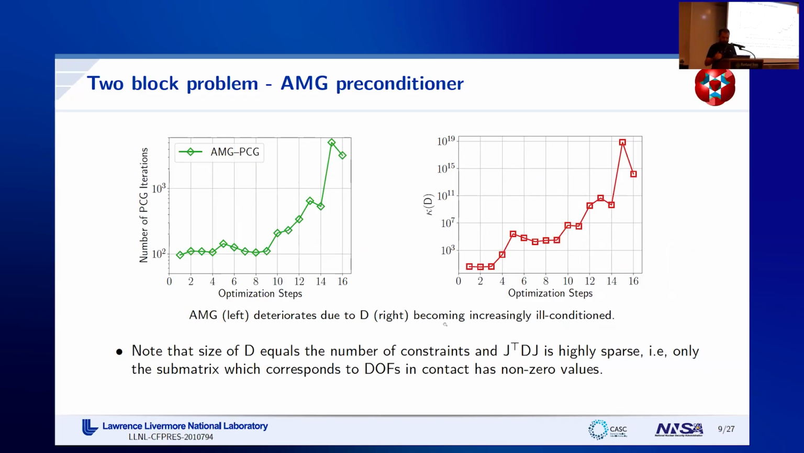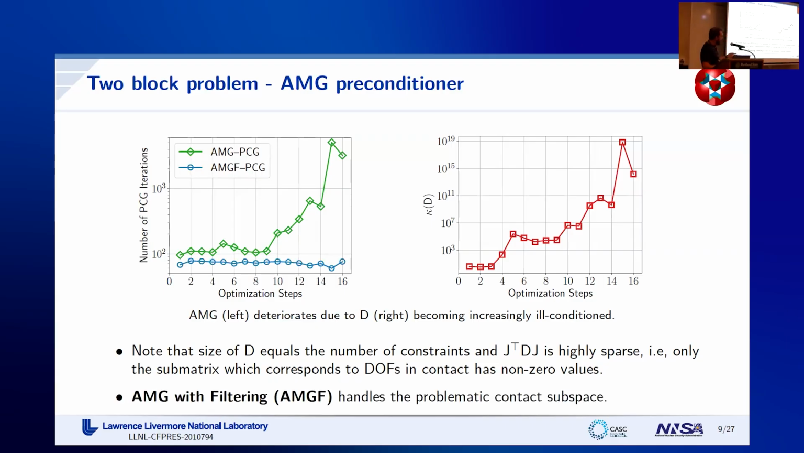But as it was pointed out just now, the size of D is just the number of constraints, it's a diagonal matrix, and J is highly sparse because J has non-zero rows only at the dots that are adjacent to contact or affected by contact. So this is really small compared to the elasticity dimension, the dimension of the displacement.